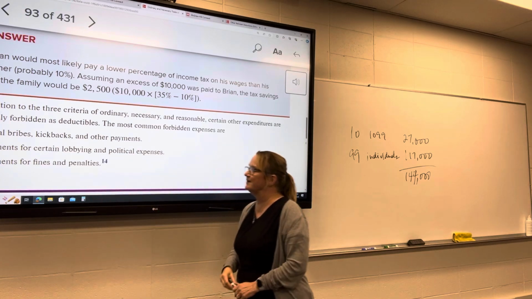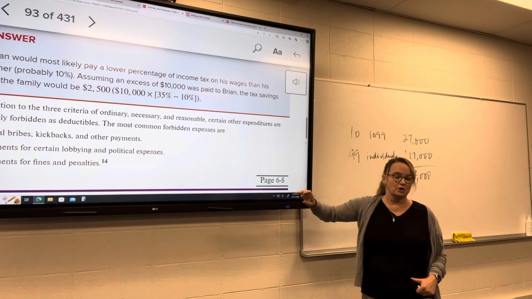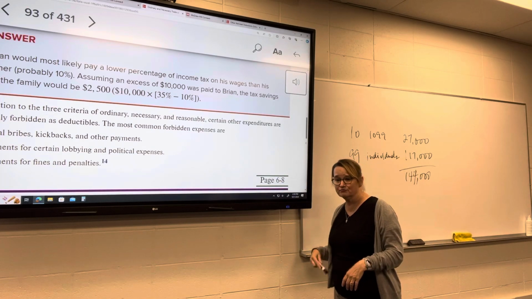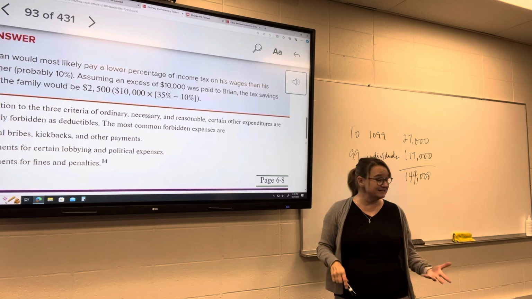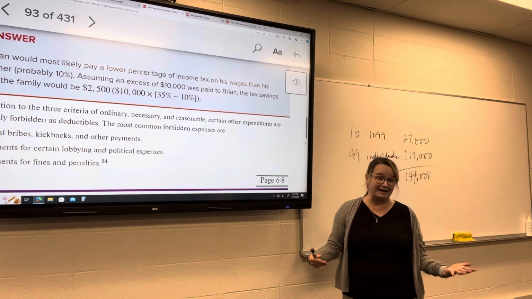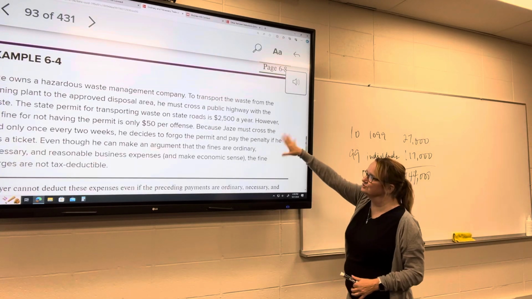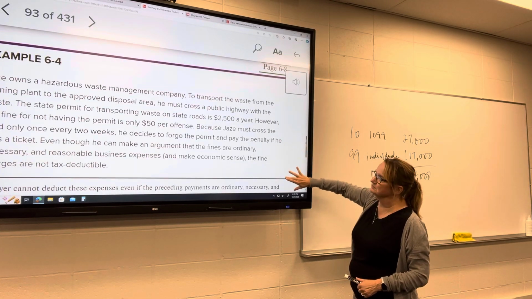And then payments for fines and penalties. So if you get a speeding ticket while you're traveling for work, the speeding ticket is not deductible, even though you're on the clock and you're traveling for work, okay? Here's an example of that. I'm not going to go through that example.